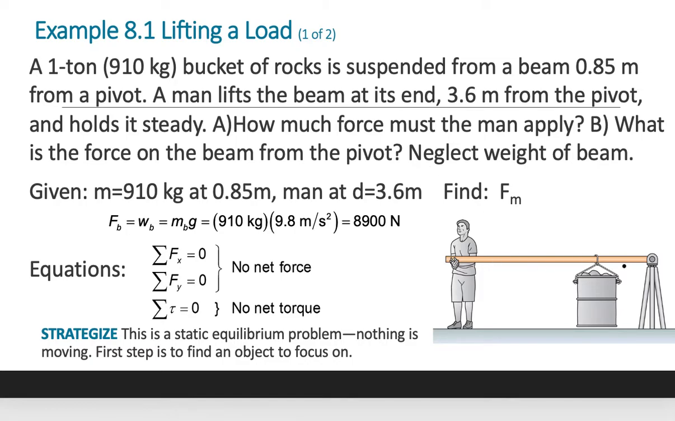Well, let's take a look at what we're given. We're given the mass of the rocks is 910 kilograms at 0.85 meters from the pivot point.